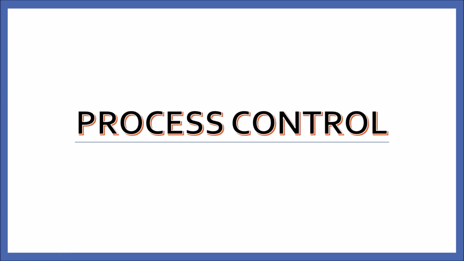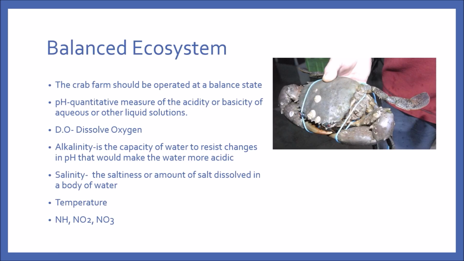We will now look at the important process control that you need to take care of when you're running the RAS systems for mud crab. Essentially, the crabs need to be farmed at a balanced state. pH, dissolved oxygen, alkalinity need to be sufficient in order to ensure that the crabs are farmed in a healthy condition. Another important parameter is salinity, which is the amount of salt that is dissolved in a body of water. Temperature is also a relatively important concept, followed by ammonia, NO2, and NO3.